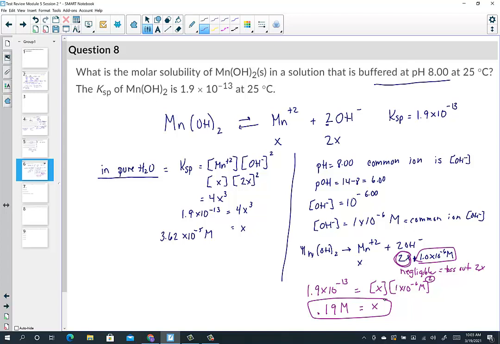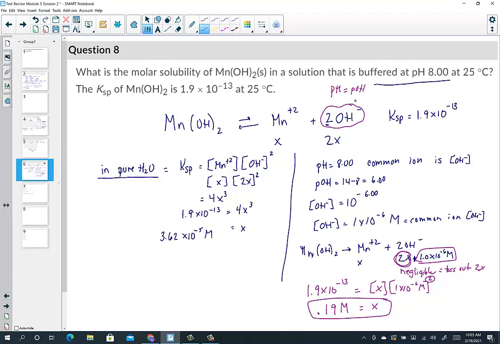All right, so that one allowed us to tie pH into a common ion effect. I had to turn pH into pOH to find the concentration of hydroxide, the common ion in that dissociation. Cool.